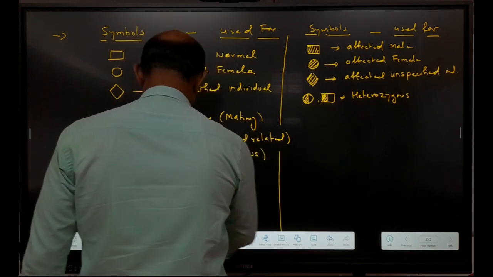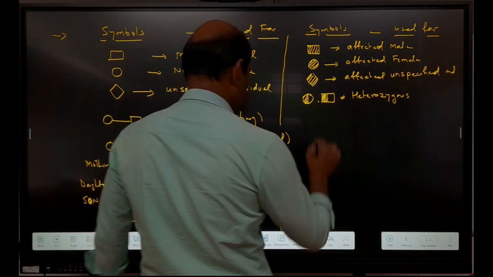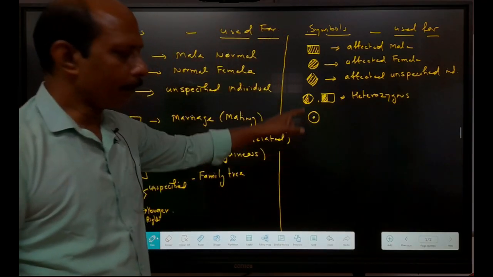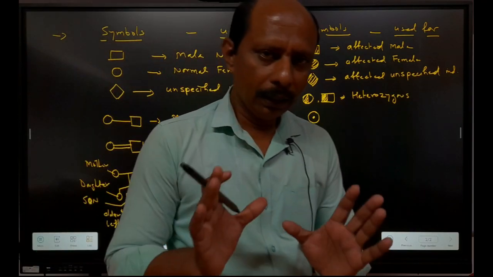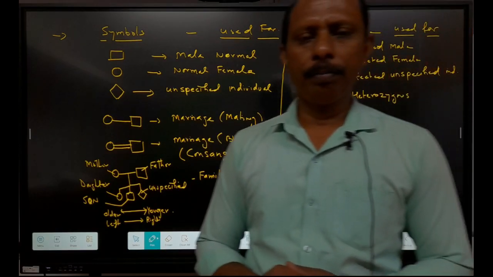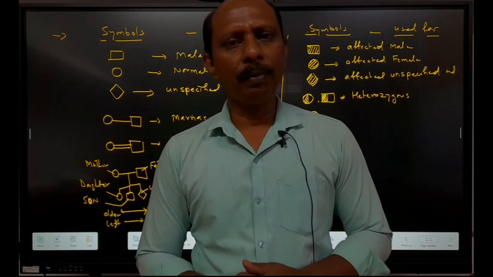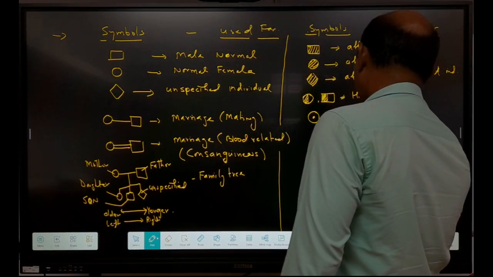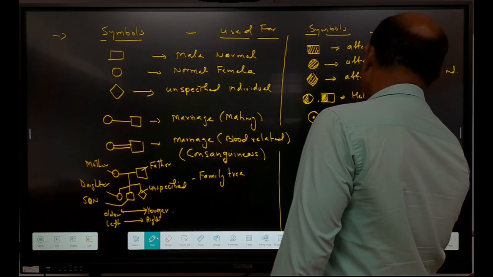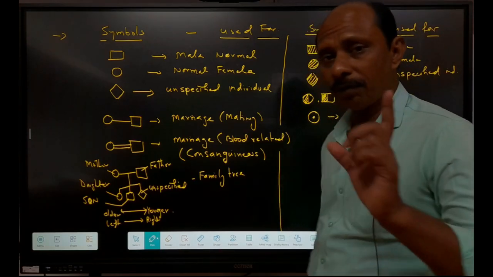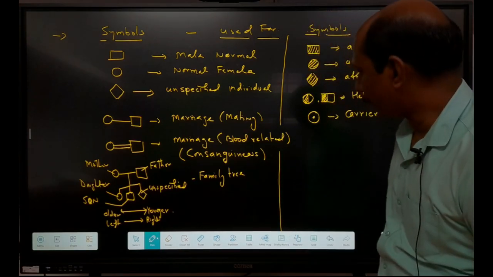Another, if it is given by this one, only a circle and a point is present in between. That is female, because a male is always affected. A male never becomes a carrier. Only a female becomes a carrier, right? So that one is called carrier. Female. Male never becomes a carrier. Okay, male is always affected.